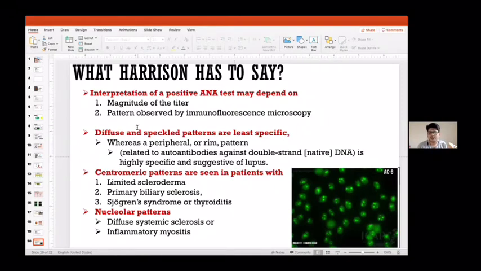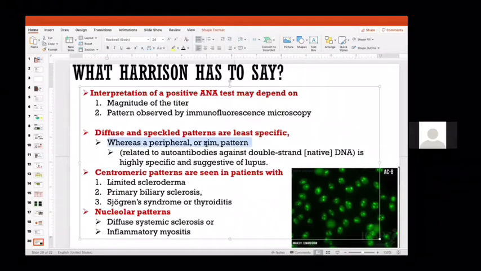Now, what does Harrison say about diffuse and speckle pattern? The diffuse and speckle. See now, this term is new, right? Diffuse was never there. Okay. So by diffuse they mean one of the possibilities of homogeneous pattern, but what they say is that diffuse and speckle patterns are not specific, whereas a peripheral or rim pattern is.